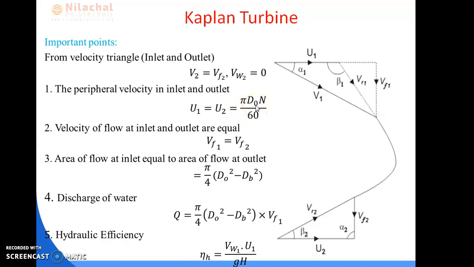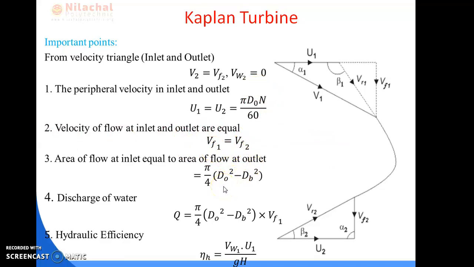Earlier we have discussed this. Now the blades are uniformly mounted upon the runner, so inlet velocity is equal to outlet velocity, that is equal to pi D0 N by 60, where capital N is the speed of the shaft in RPM. The flow velocity from inlet to outlet is equal: Vf1 is equal to Vf2.